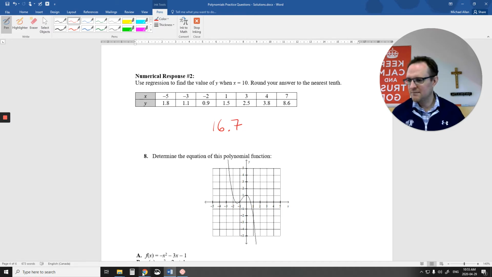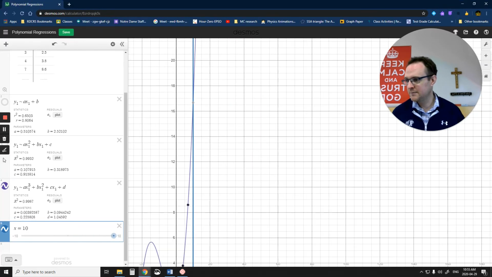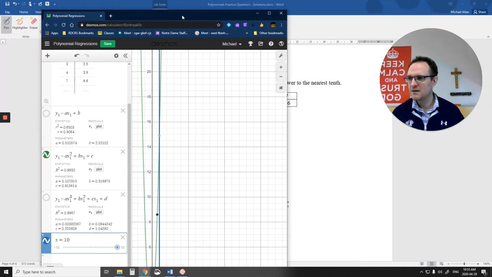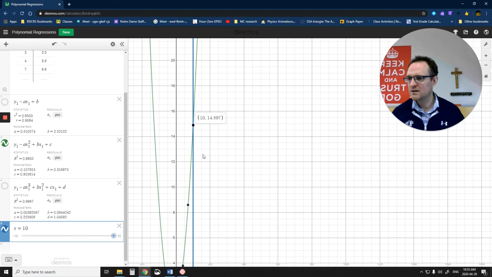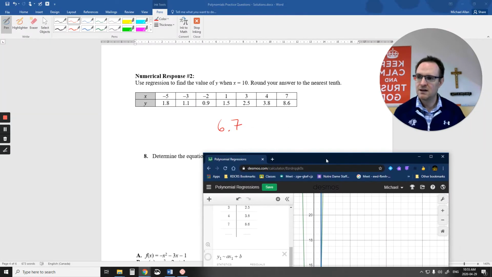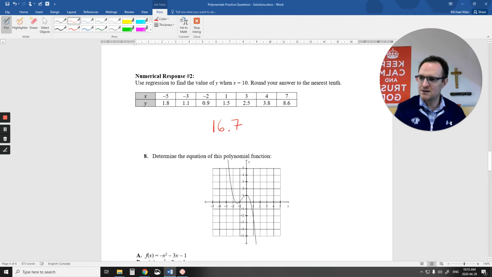Now I just want to double check. If I used quadratic here, would I get approximately the same number? Let's see. Ooh, I would get 14.9. So if I don't specify which regression you use, pick the best one. So the cubic one was the better one because it did match the data nicer. But if I specify, say this was a quadratic, this would be the answer. But I didn't specify that. So 16.7 using cubic for this one.